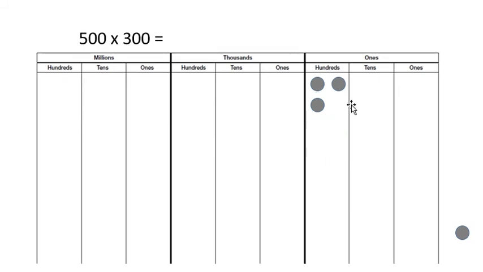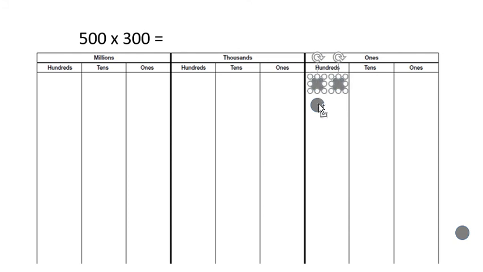So right here, I have 1, 2, 3 in my hundreds column. So that's 100, that's 100, that's 100. So this value here is 300. But we're being asked for 500 of these. So let's start by multiplying it by 5.